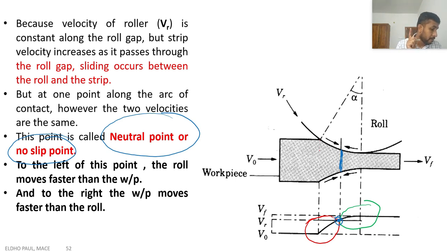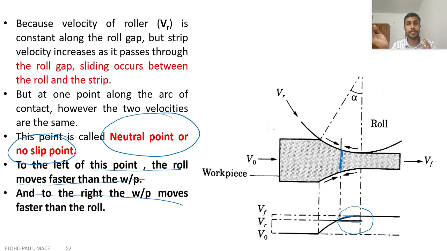This is very important. At the neutral point or no slip point, there is no friction or sliding between the roller and the workpiece. To the left of this neutral point, the roller moves faster than the workpiece, and to the right, the workpiece moves faster than the roller. From this distribution, to the right of the neutral point, the velocity of material flow is greater than that of the roller. But to the left of the neutral point, the velocity of the metal flow is less than that of the roller.